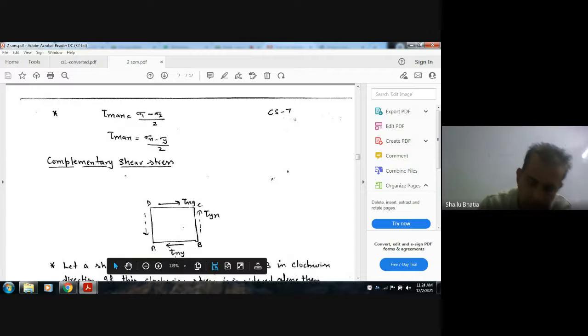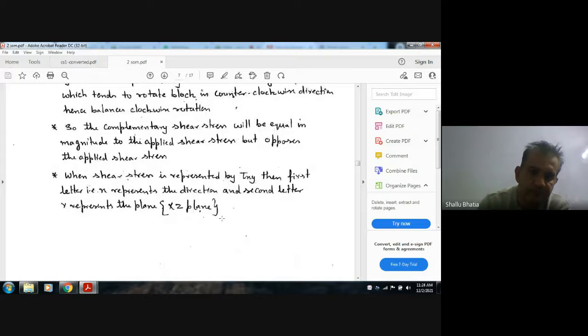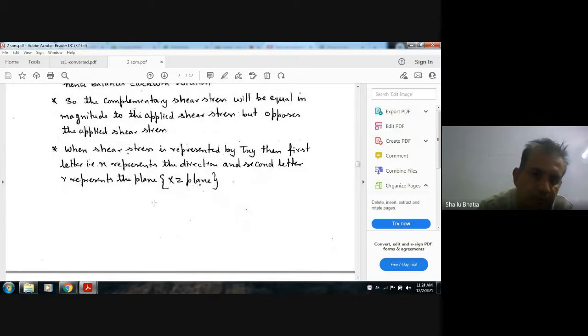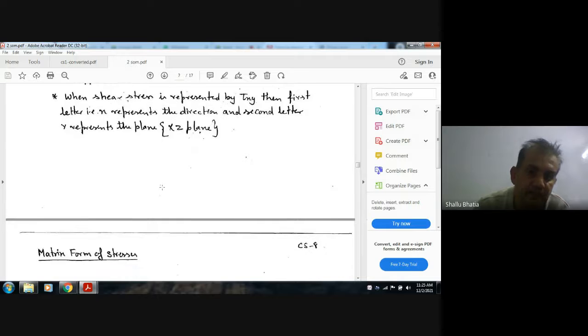Similarly, here the direction is y, and x is for plane. This plane is the yz plane. So we will skip y and z and put x. I'm reading out: when the shear stress is represented by tau xy, then the first letter, that is x, represents the direction, and the second letter y represents the plane. The plane is xz.